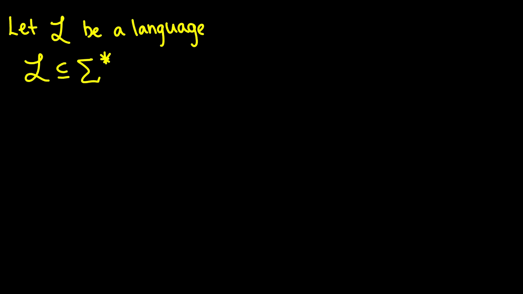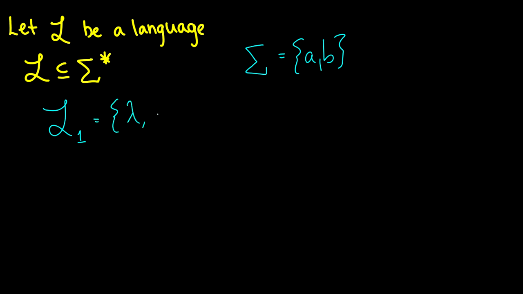Because we let L be our language, and L is always going to be a subset of our sigma star. So we can reject certain things. Let sigma equal just A and B. Say I want my first language to be either an empty string or anything that starts with an A. That's the only restriction: it has to start with an A. It can be whatever it wants after that, and this will go on forever.